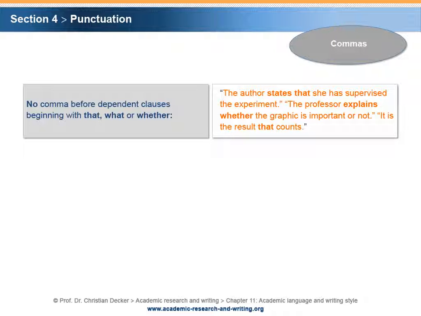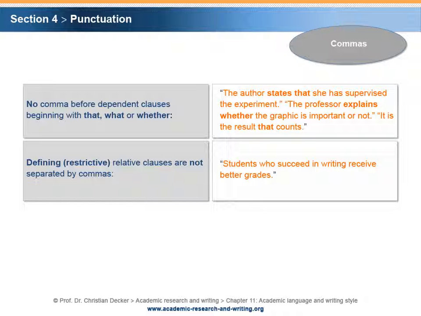The author states that she has supervised the experiment. The professor explains whether the graphic is important or not. It is the result that counts. There is no comma before and after defining or restrictive relative clauses.